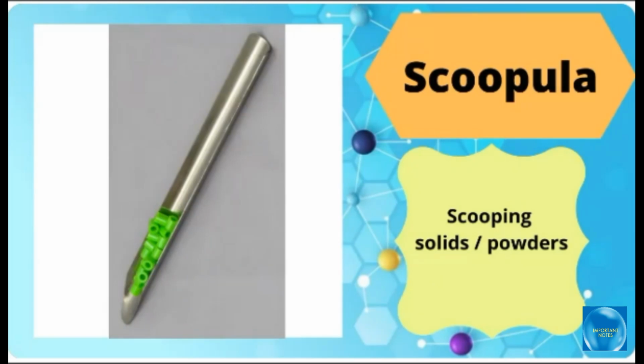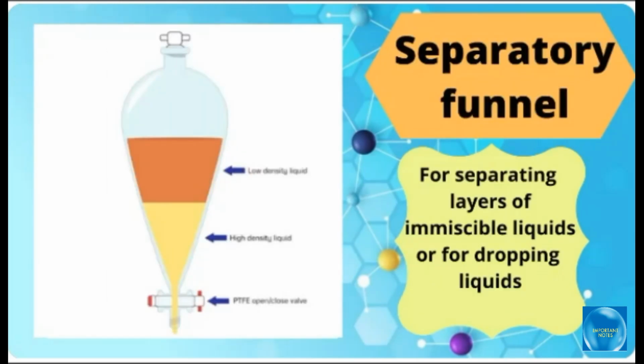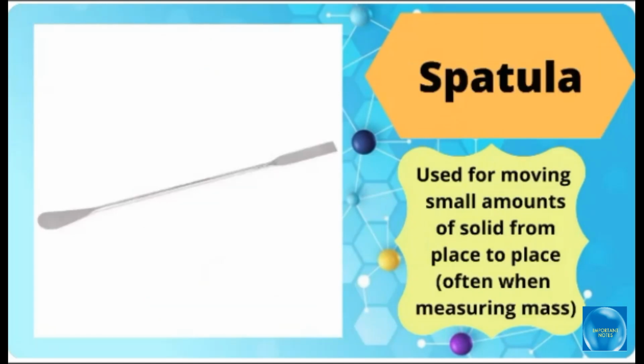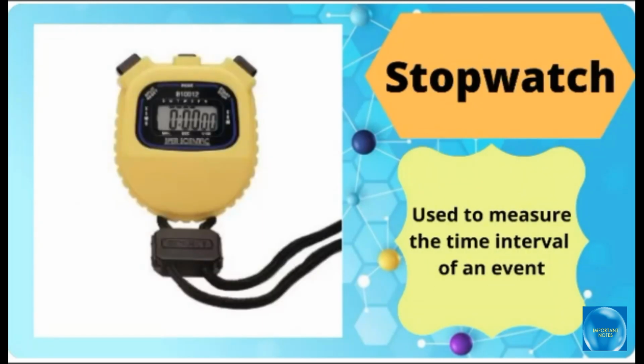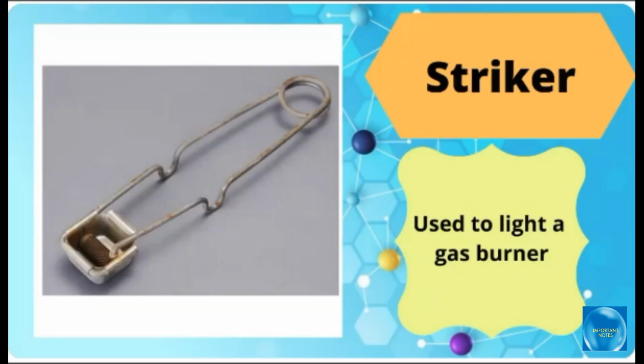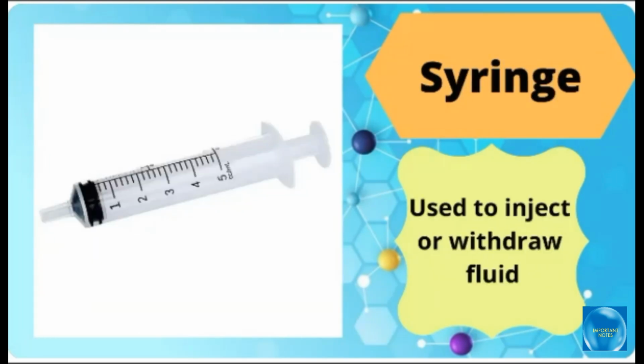Scoopula, for scooping solids and powders. Separatory funnel, for separating layers of immiscible liquids or for dropping liquids. Spatula, used for moving small amounts of solid from place to place, often when measuring mass. Stopwatch, used to measure the time interval of an event. Striker, used to light a gas burner.